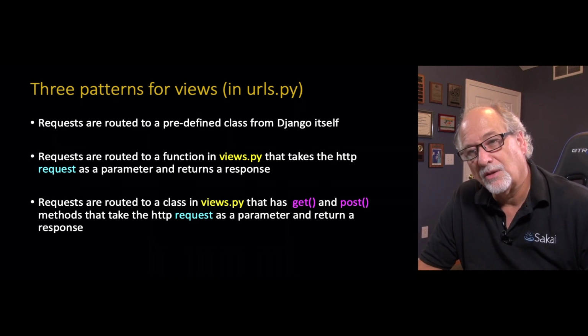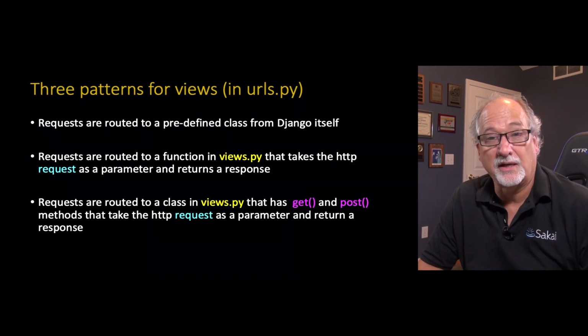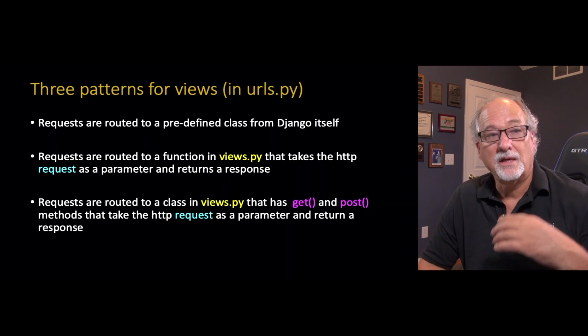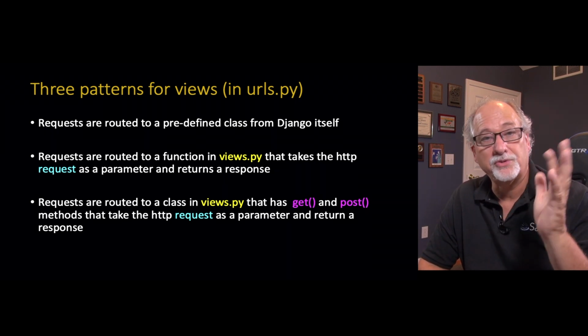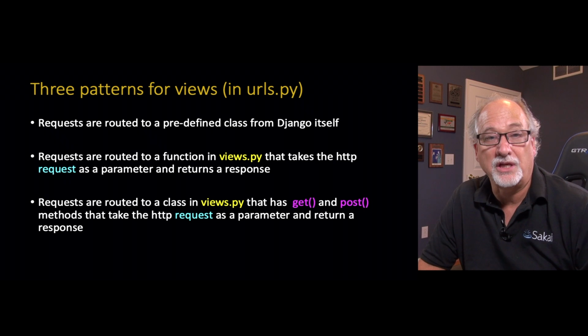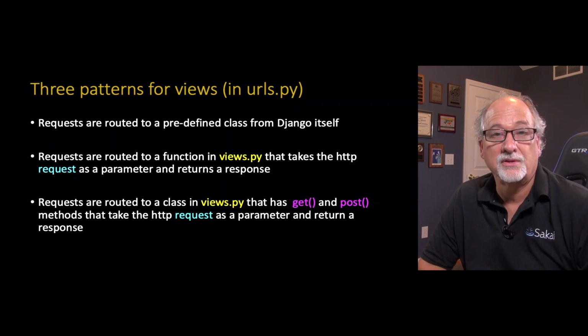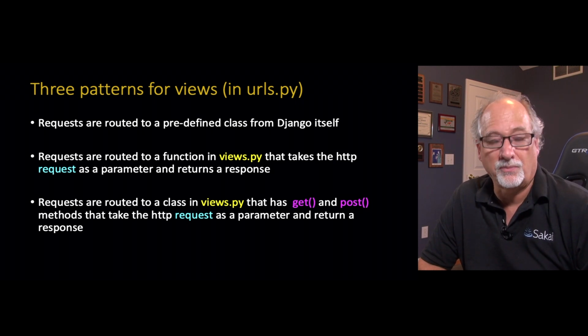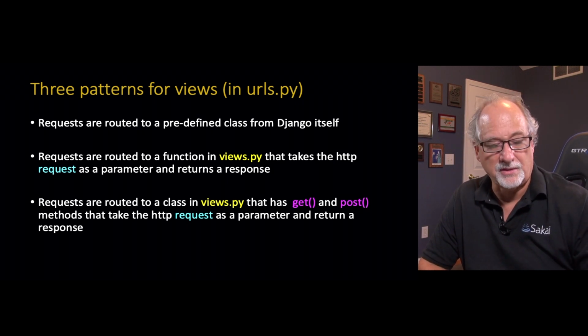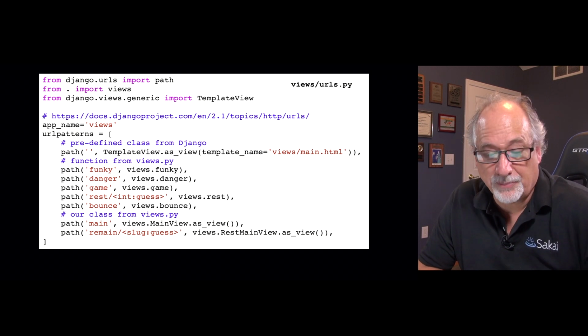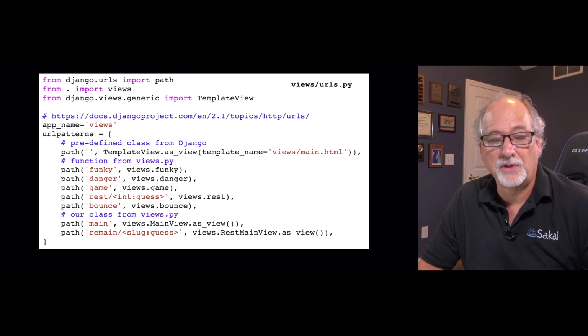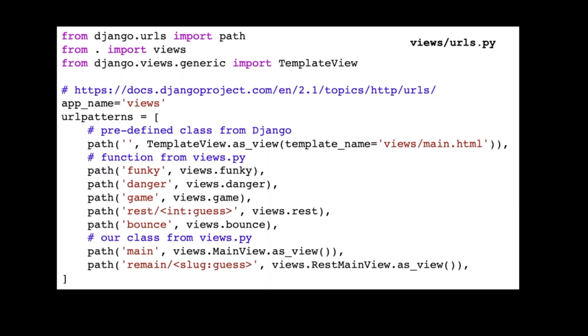The function is the low-level thing, but you can also define a class. And defining classes, as we'll see, is really quite nice. The classes have methods for get and for post, depending on the kind of incoming HTTP request that we're handling. In those methods, the request and any other URL parameters can also be sent in. So let's take a look at a sample urls.py from views. And we see examples of all three kinds of these routes.